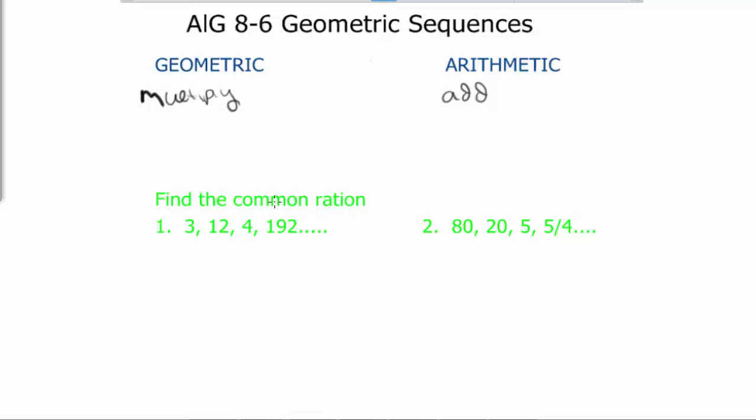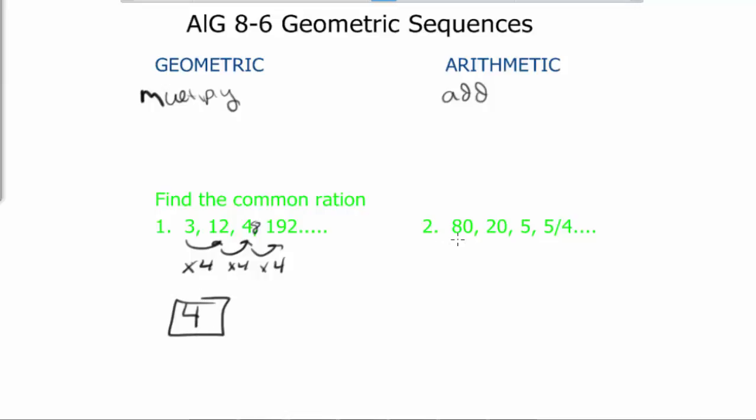So if it says to find the common ratio, that just means what do you do to get from one to the other? So to get from 3 to 12, we multiply. Oh, this is supposed to say 48. Whoops. 3 to 12, we multiply by 4. 12 to 48, we multiply by 4. 48 to 192, we multiply by 4. So the common ratio is 4.